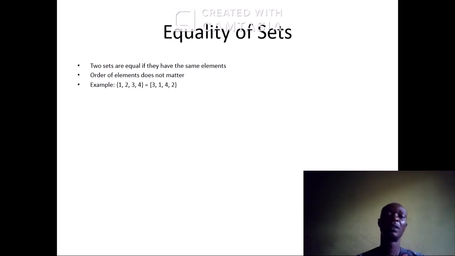Equality of sets. When do we say two sets are equal? Two sets are said to be equal if they have the same elements. What you have, the content, the members of set A is also a member of set B. It doesn't matter if set A is 1, 2, 3 and set B is 3, 2, 1. It doesn't matter the order, but just if the elements are the same. That means we have the same number of elements, and each of them is the same.